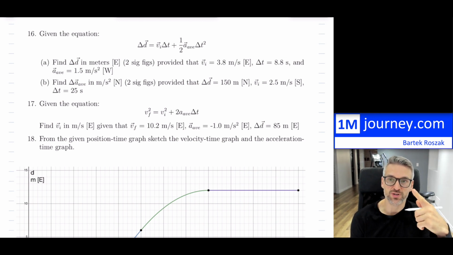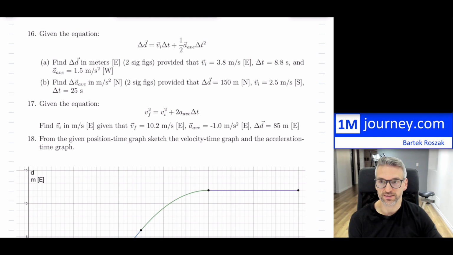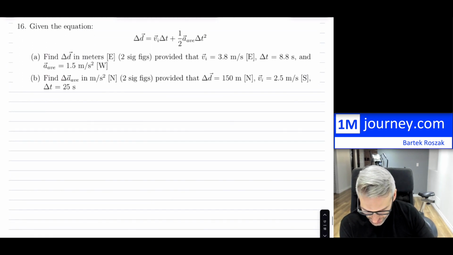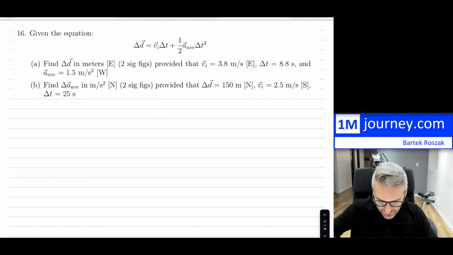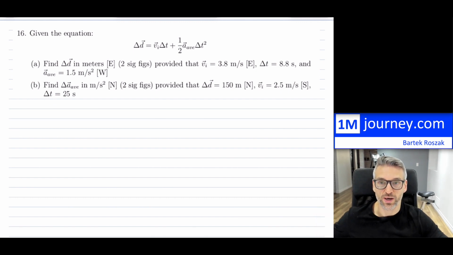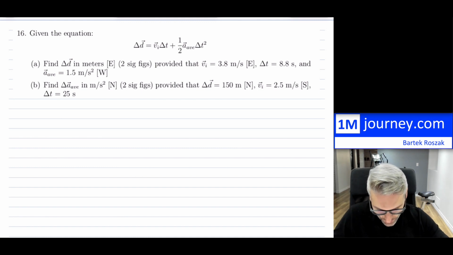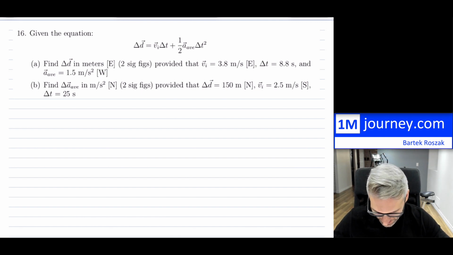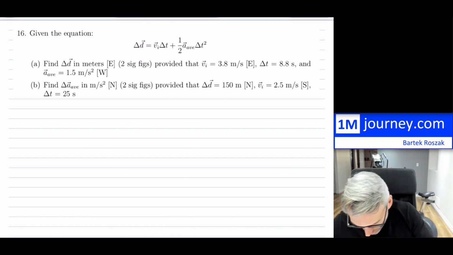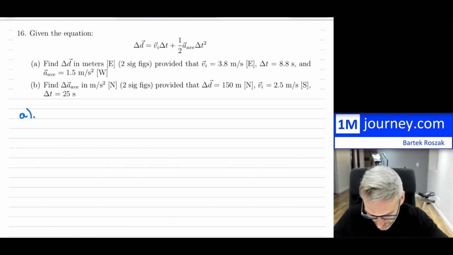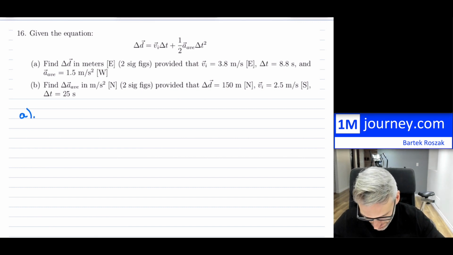So here's the first example that we're going to dive into. So the first example is this one. Now, given the following equation, so this is a displacement equation that is given. It's one of the hardest ones and longest ones that you actually have in foundational physics. So given this one, let's take a look at part A. For part A, it says we want to be able to find what the displacement is.